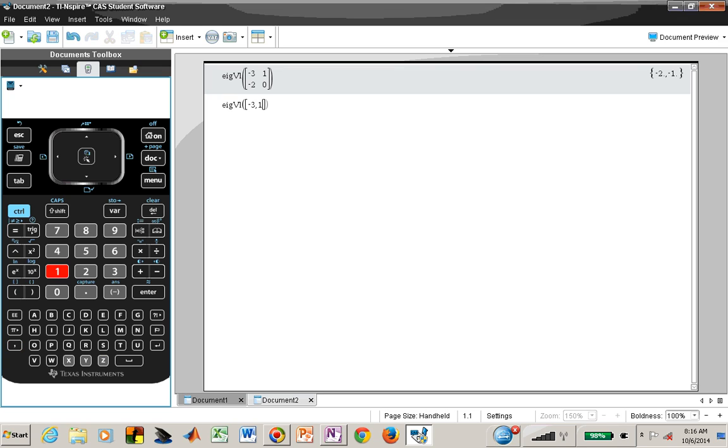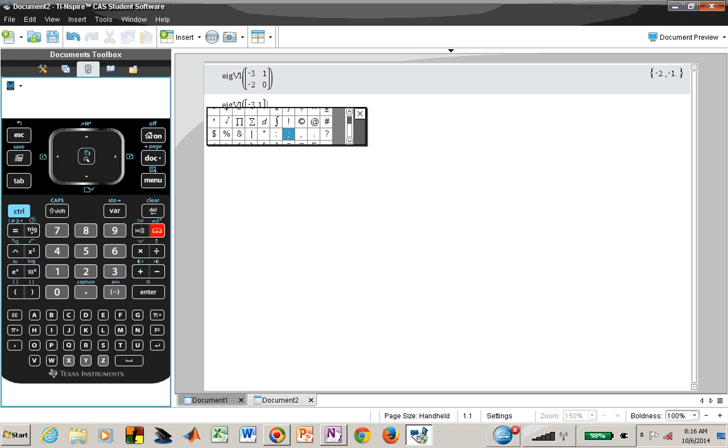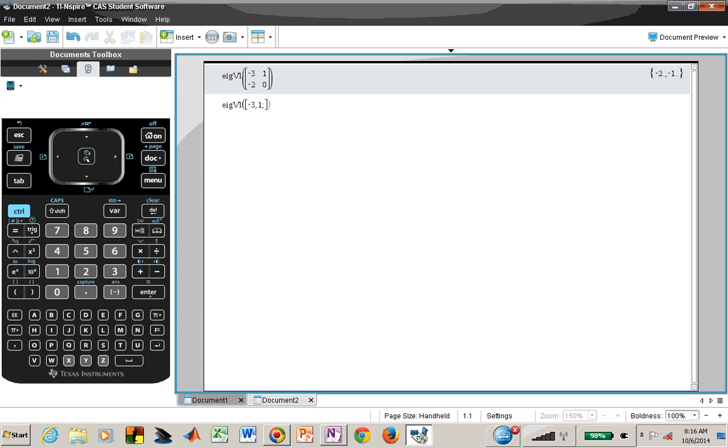The hard part is finding all of these special characters or a semicolon. What did I do? Not do the... Where's my 2? Told you, didn't want to do it in real time.